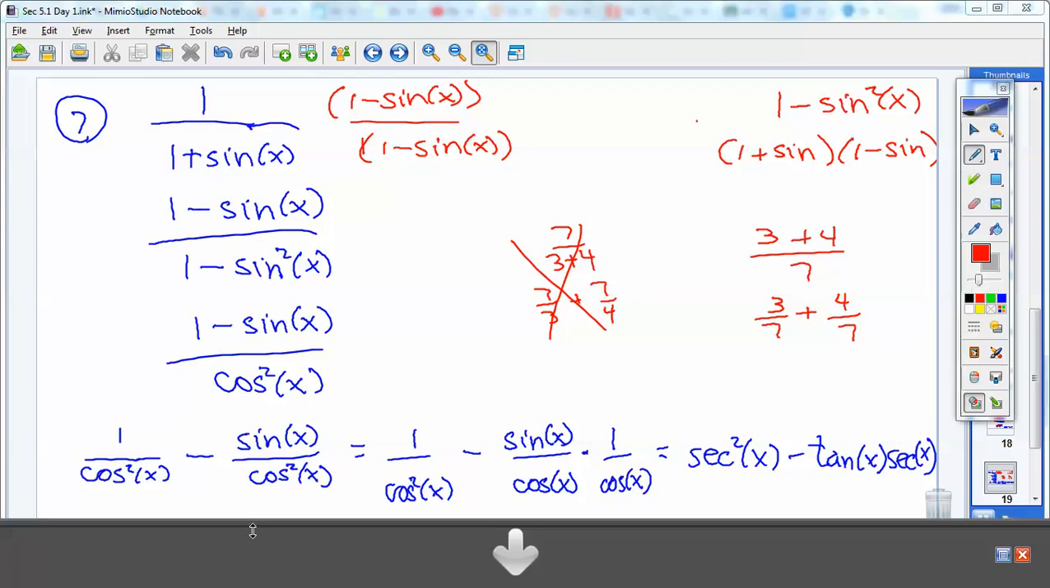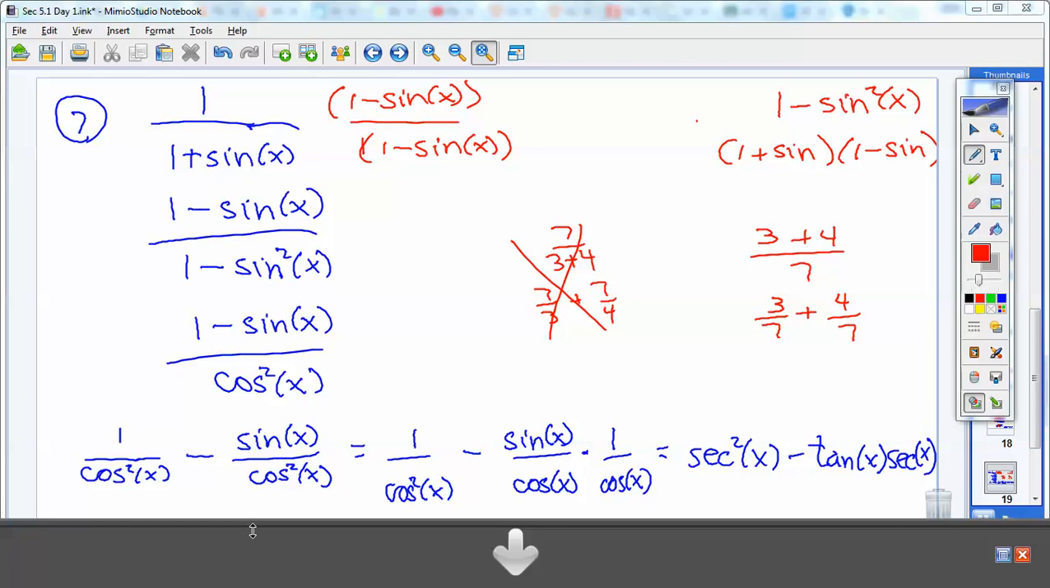So I split this. I get 1 over cosine squared minus sine over cosine squared. So I split it apart. Now we look at each of those individually. Well, what's 1 over cosine squared? That's secant squared. So I'll jump ahead. That's good. That's what I wanted to end up with, right? But now, what about this?